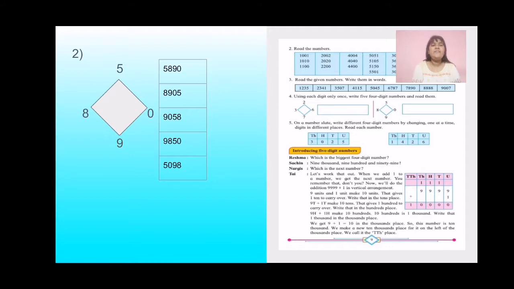Second, in the same way I have drawn the diamond shape and on all the edges I have given 5890, and I have to make 5 numbers with 4 digits. So the first number is 5890, 8905, 9058, 9850, 5098.